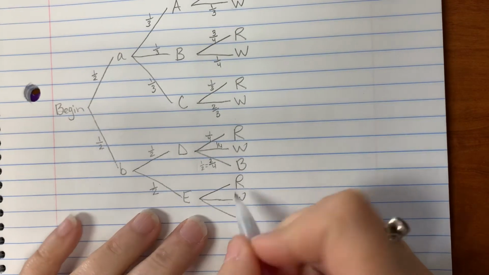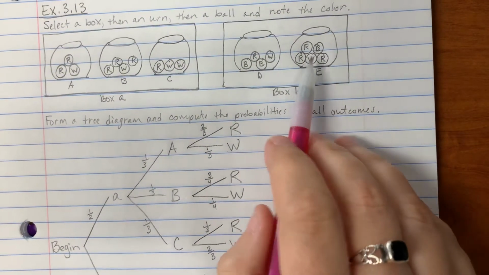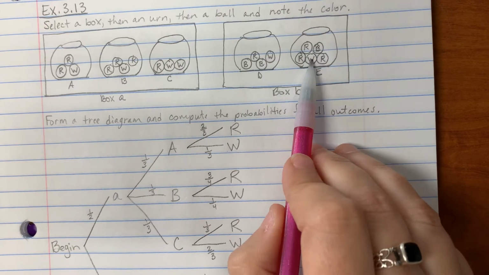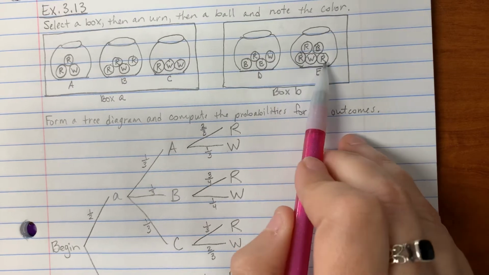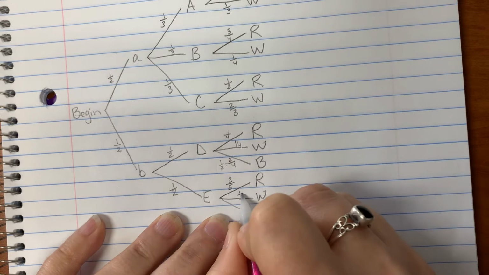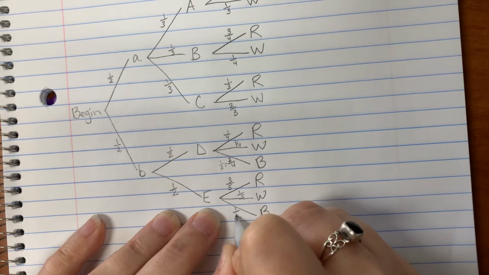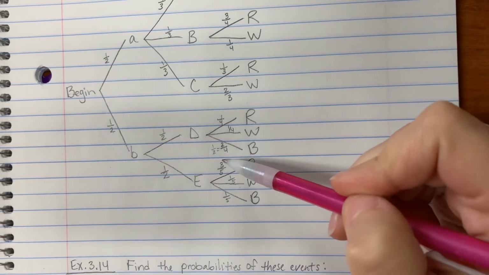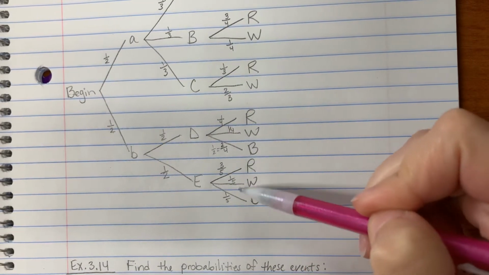All right, my last one. So I'm up here. It looks like I have 1, 2, 3 reds, 1 white, and 1 blue. So total I have 5. So 3 out of 5 are red, 1 out of 5 are white, and 1 out of 5 are blue. And again, make sure those add up. So that would add up to 5 out of 5.